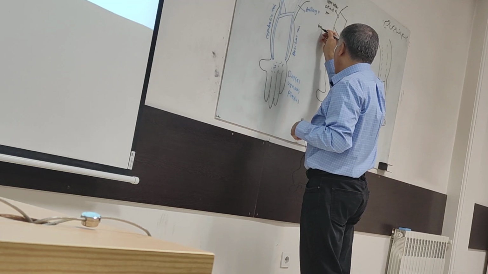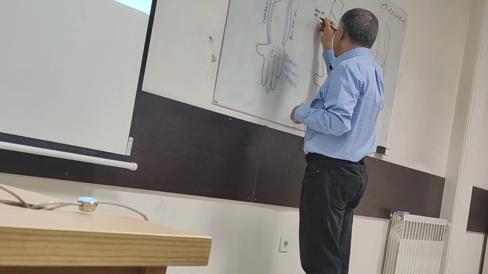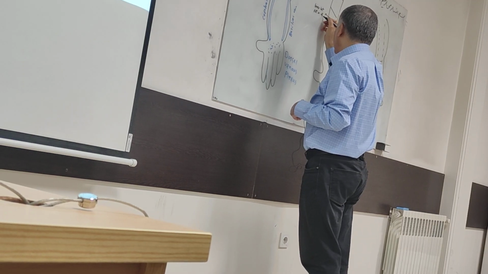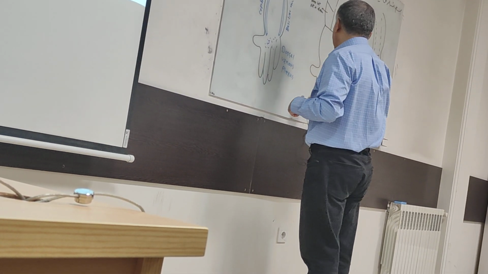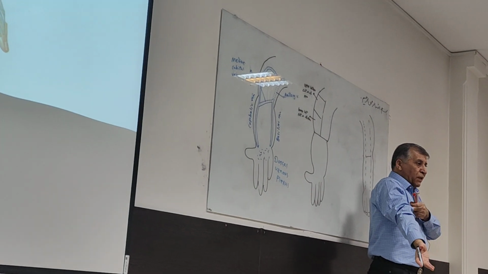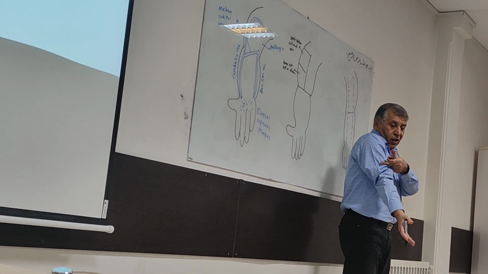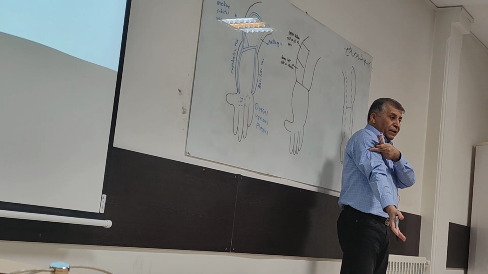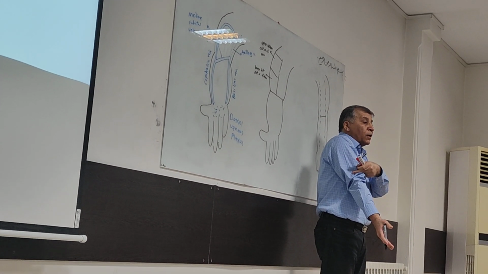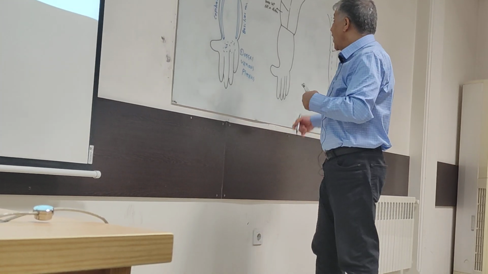lower lateral cutaneous nerve of arm. This one is arm, okay? Lateral side, medial side. The lateral side is innervated by two nerves. The upper part by the upper lateral, the lower part by the lower lateral cutaneous nerve of arm.